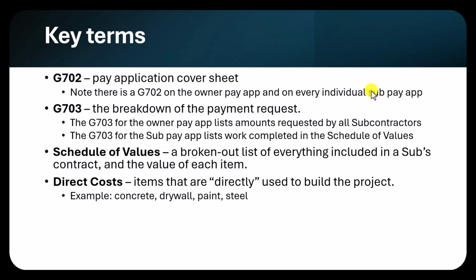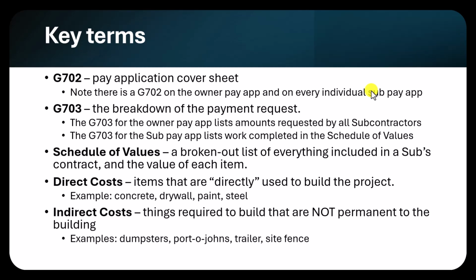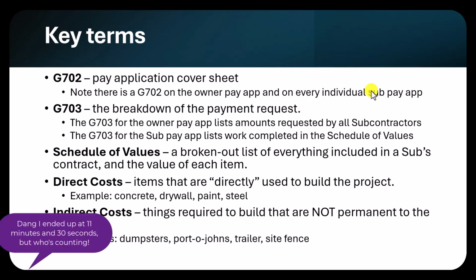And then we've got direct costs, which are used to directly build the project, concrete, drywall, paint, steel. Those are above the line. Then we've got indirect costs, which are things that are required to build but are not permanent to the building, such as your dumpsters, porta-john, trailer, or site fence. And that is my 10 minutes.